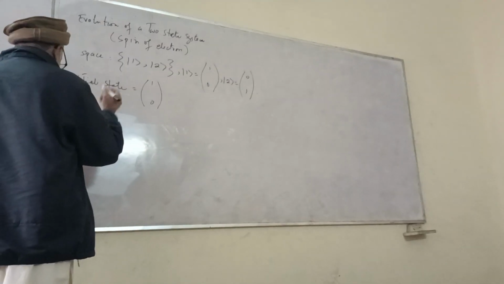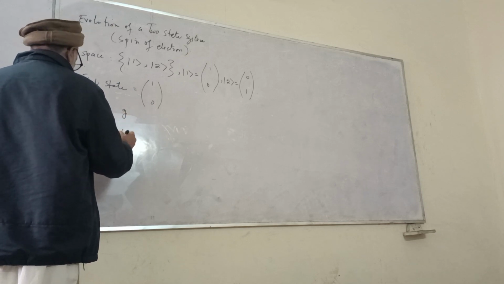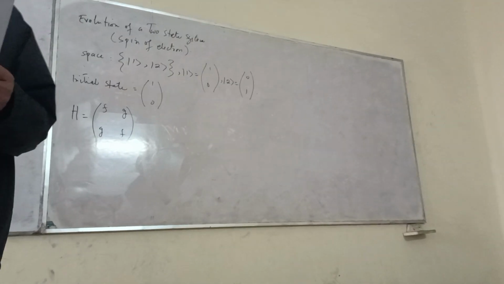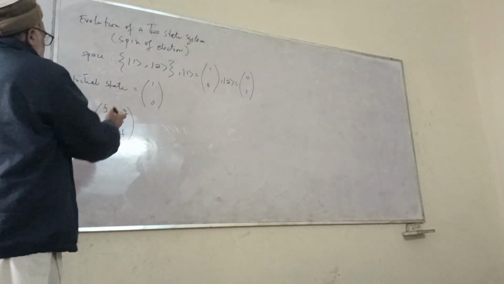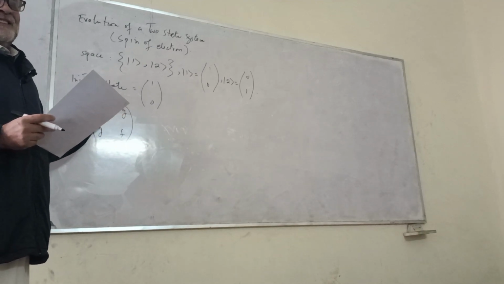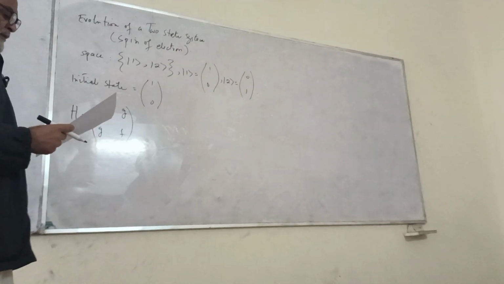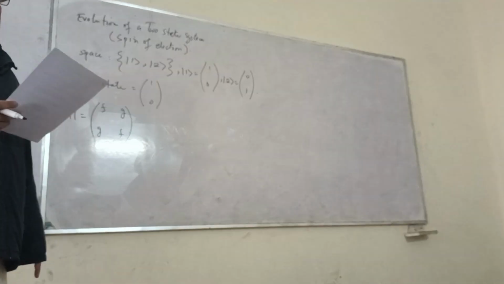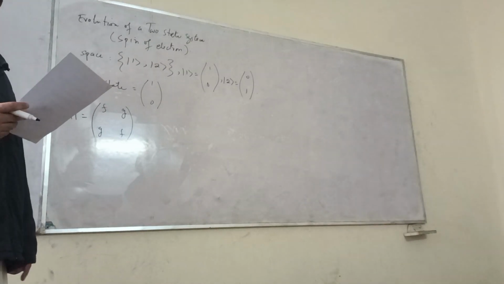The Hamiltonian is, suppose, an unknown, some fixed 2 by 2 matrix, where F and G are some real numbers, and this operator is not in diagonal form. Look, there are off-diagonal elements too. So if you want to measure this, what will be the state at some time t?